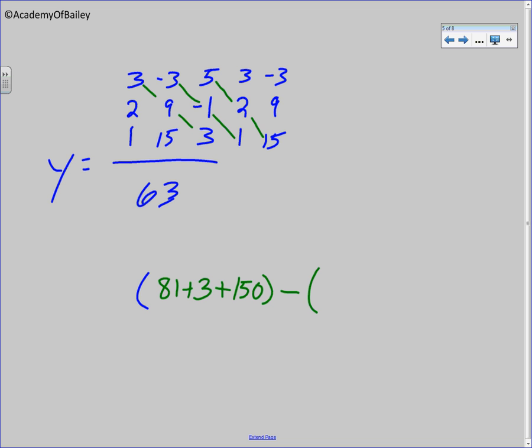And we're going to subtract the ups. 9 times 5 makes 45. 15 times negative 1 gives us negative 15. And negative 15 times 3 gives us negative 45. 3 times 2 is 6, and 6 times negative 3 is negative 18.